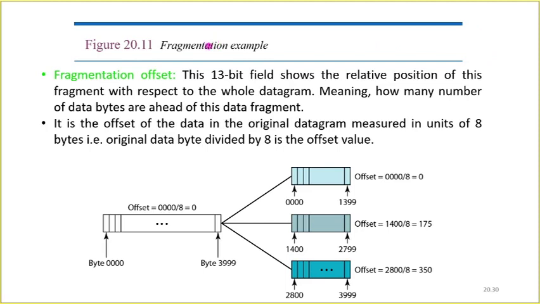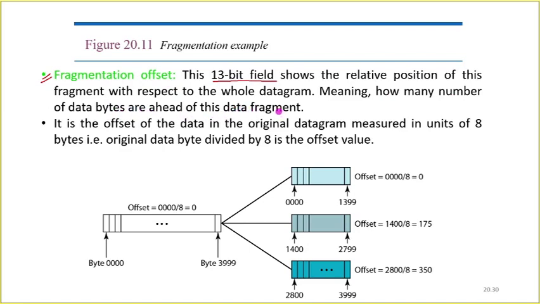The next is the fragmentation offset. The fragmentation offset is a 13-bit field that shows the relative position of a particular fragment with respect to the whole datagram. Whatever the position of the particular fragment with respect to the whole datagram, that is indicated by the 13-bit field called the fragment offset. The meaning is how many data bytes are ahead of this fragment.